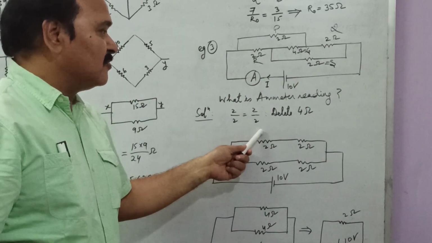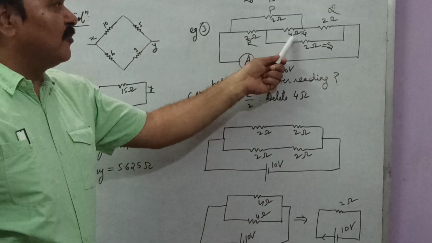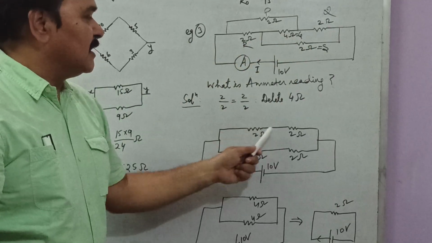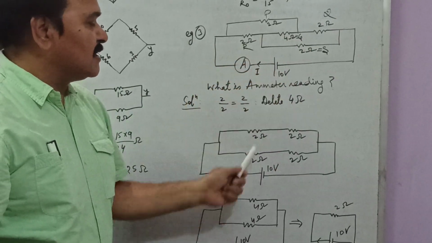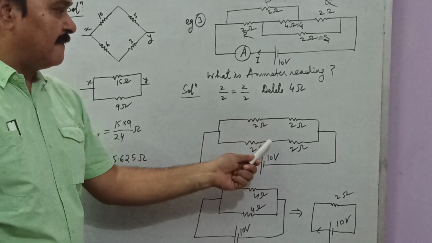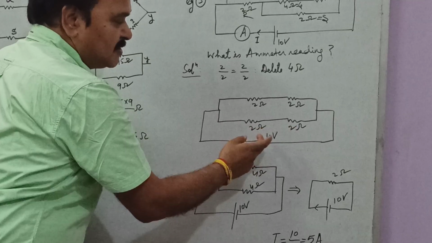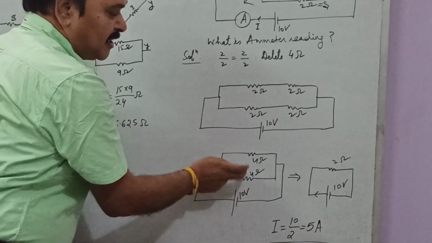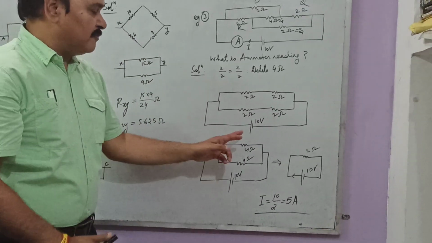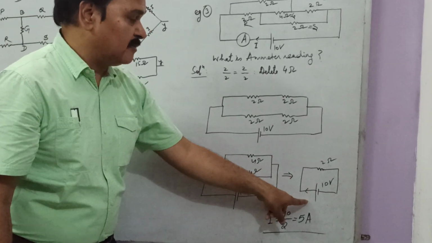If it is a balanced Wheatstone bridge, that means we can delete this 4 ohm. And once we delete this 4 ohm, what happens? This 2 and this 2 are in series, as shown here. This 4 ohm from here is deleted. Now see, this 2 and this 2 make 4, and these 2 and these 2 in series make 4, and these 4 and 4 are in parallel. What is their equivalent? 4 and 4 in parallel equivalent is 2. That 2 is connected across the 10 volt battery.